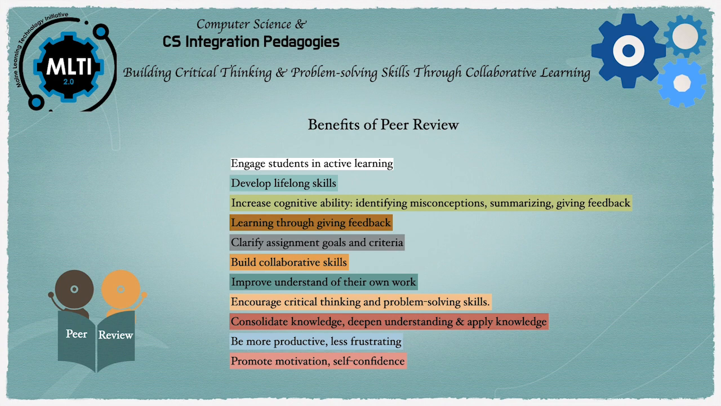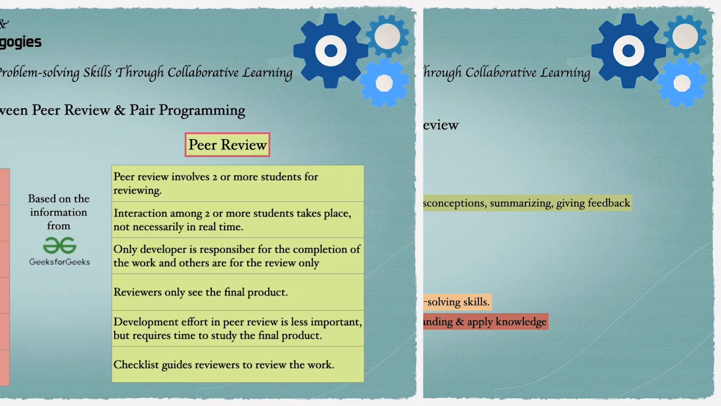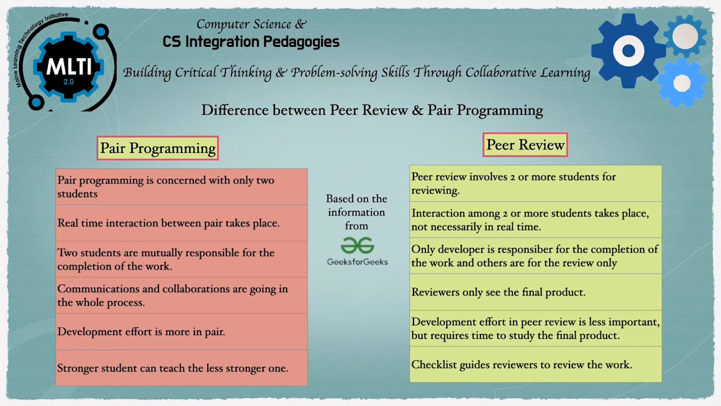Peer review builds collaborative skills. Through peer review, students get opportunities to practice communication skills by giving and accepting feedback. Both methods are effective in computer science classrooms. I use both methods frequently in my class. The two methods are similar, but there are some differences.